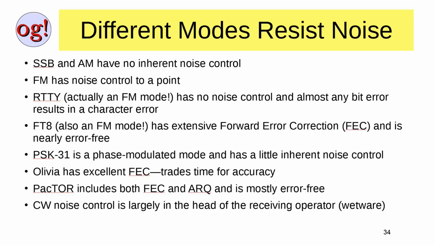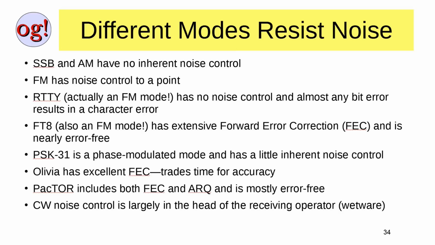Pactor, which still sees some use, includes both forward error correction, meaning that it puts a bunch of bits in there, and if you get something that's gunked up, you can pick out what it should have been. And ARQ is automatic repeat request. And that is, if it can't figure out what the thing was, it was so garbled, it asks for a repeat.